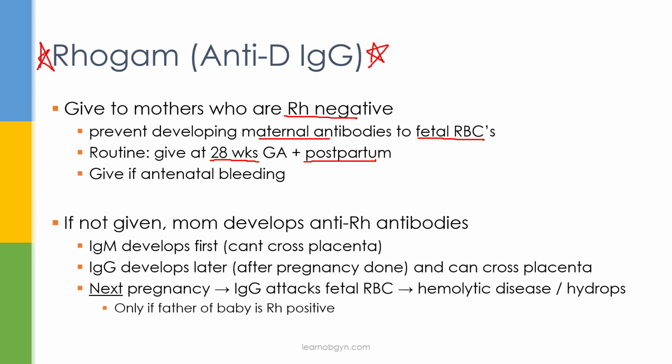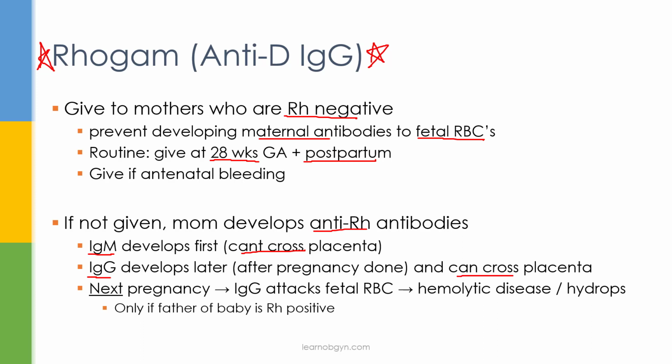So what happens if we forget to give a patient Rhogam? The mom will develop anti-Rh antibodies. If you remember from your immunology class, the first thing that develops is IgM. But IgM does not cross the placenta. Because of this, that current pregnancy will not be affected by these antibodies. But after that pregnancy is done, those cells will start to develop IgG antibodies, and these can cross the placenta.